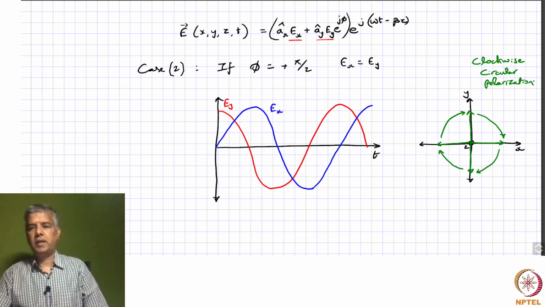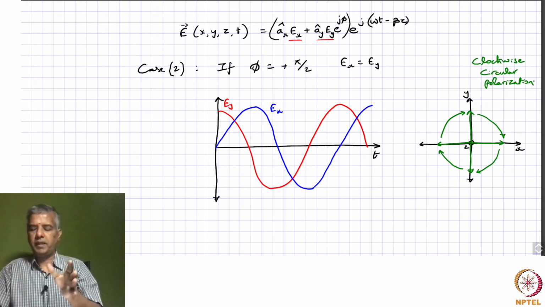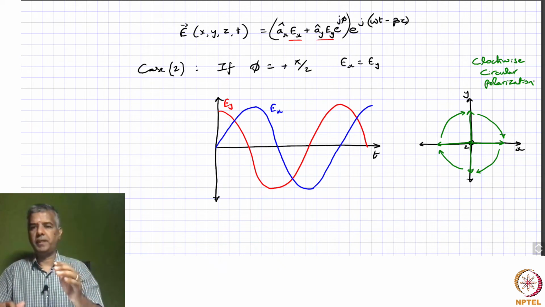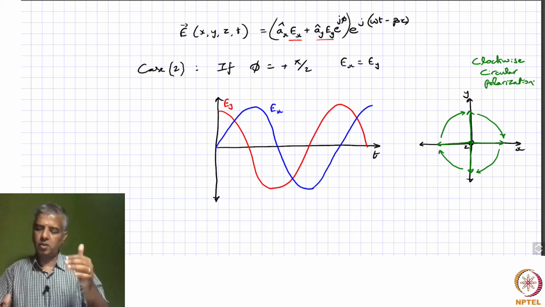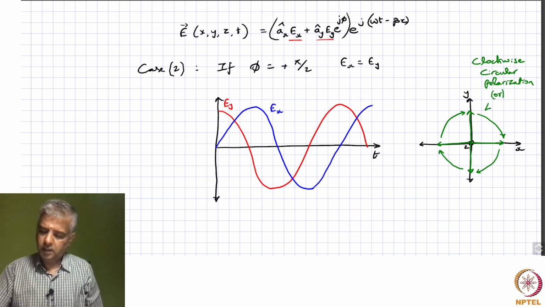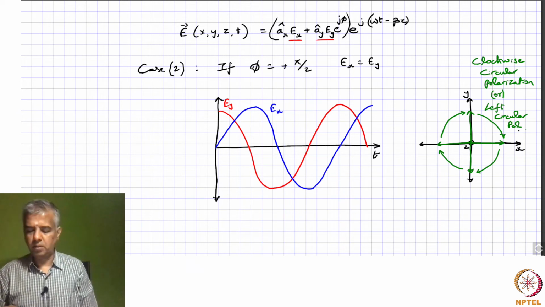But to define it, you have to use your left hand. So, you have your thumb pointing in the direction of propagation, and then you're sweeping it in the clockwise direction to define this. So, this is also called left circular polarization, right. So, this is left circular polarization.